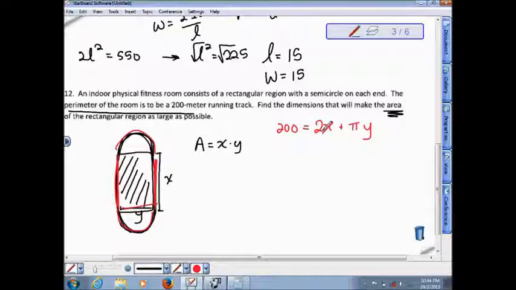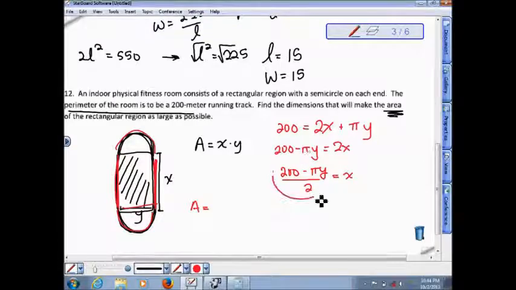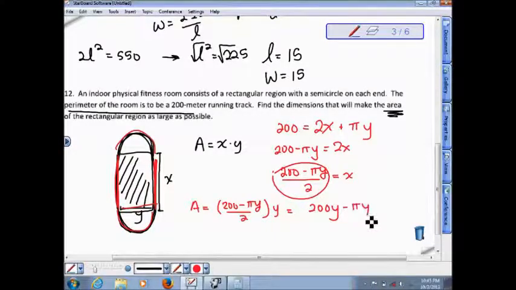Now we just need to solve it for one of the variables. If we wanted to solve for x, for example, we could subtract pi y. So we have 200 minus pi y is equal to 2x. Then we can divide everything by 2. Now we have area is equal. Now we know what x equals. x equals this value right here. So this is 200 minus pi y all over 2, times y. And this is equal to 200y minus pi y squared all over 2.